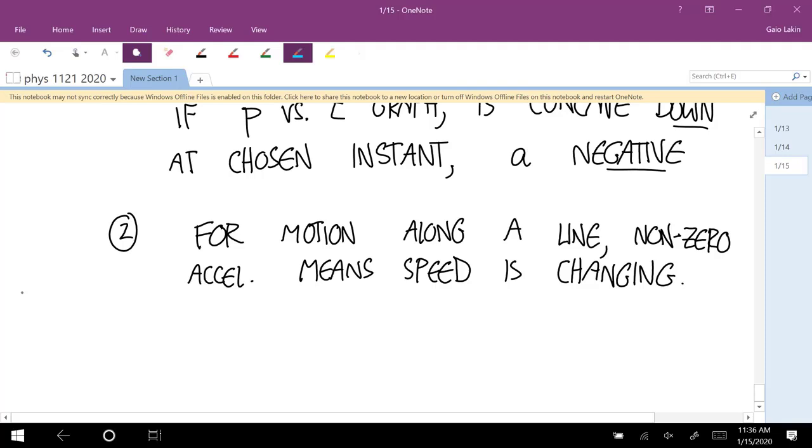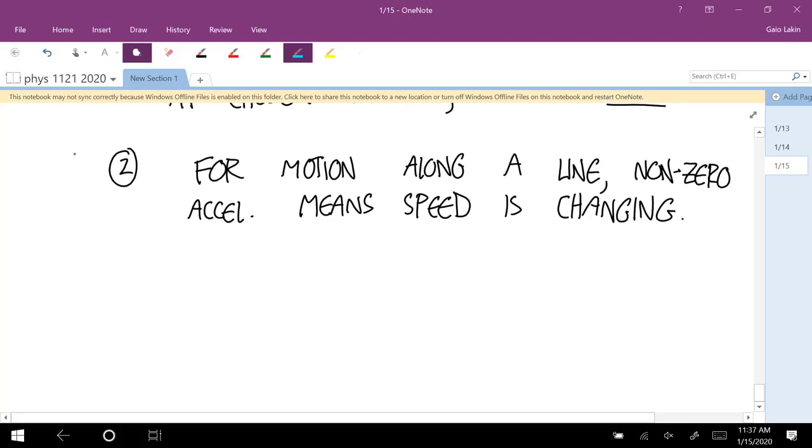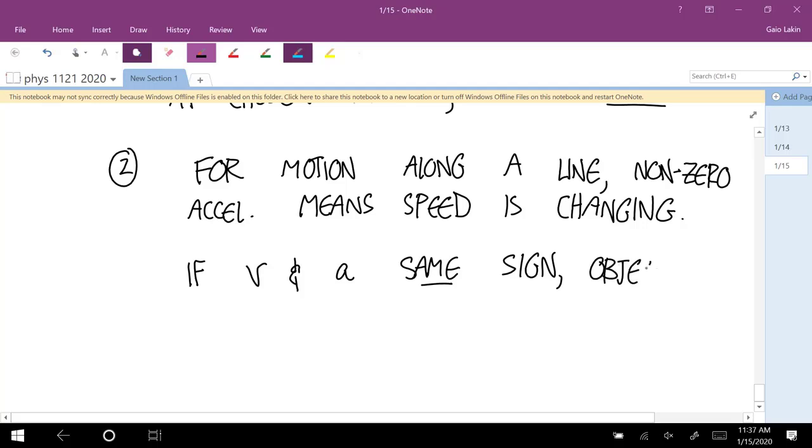So what do you think it would take for the acceleration to tell you that the object's speeding up? Maybe the first thing that would pop into your head is like positive acceleration. Yep. The acceleration and the velocity have to be of the same sign. Yep, that's exactly right. So if the velocity and acceleration have the same sign, the object is speeding up.